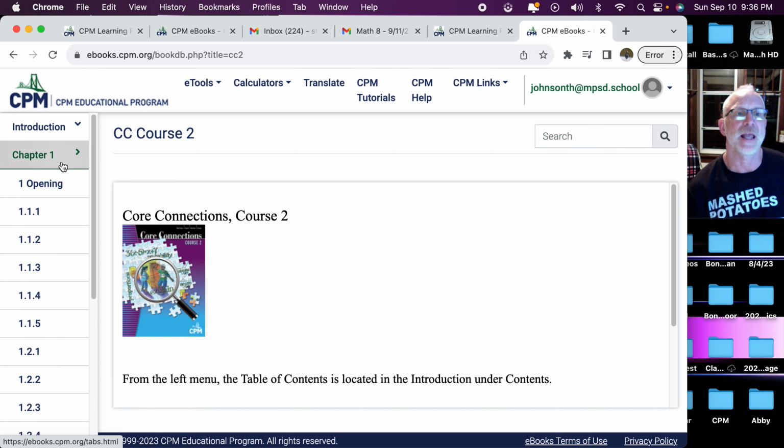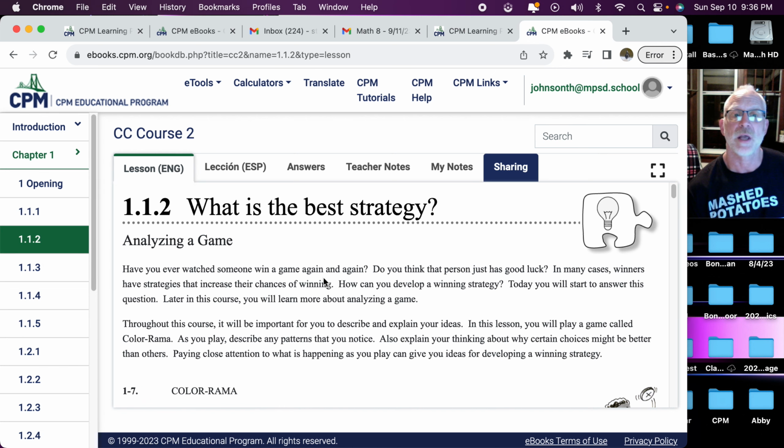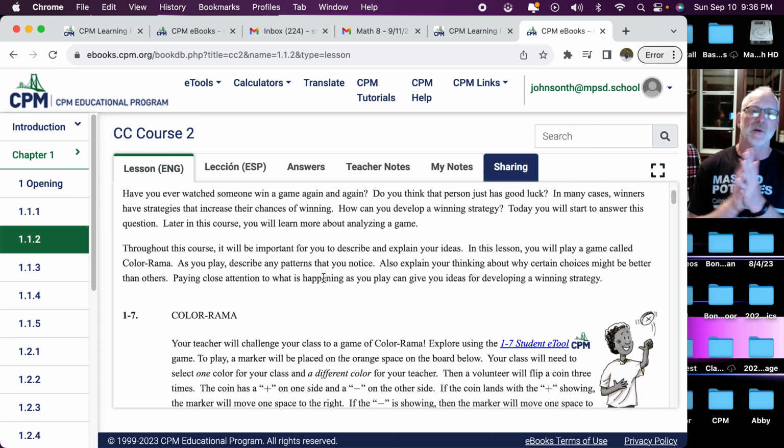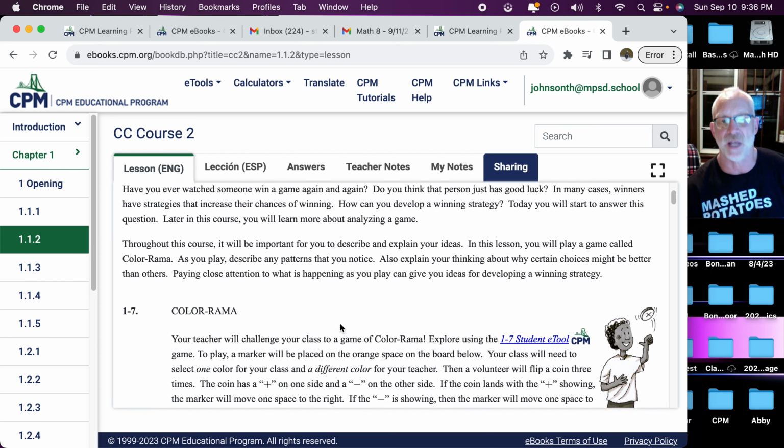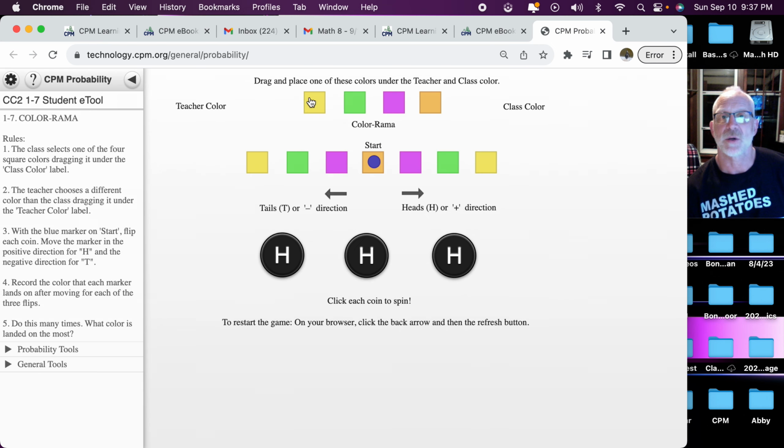The lesson that we're doing today on Monday is 1.1.2. That means first chapter, first lesson, and this is like our day 2. What we talked about when you were gone is a game. It says your teacher will challenge your class to a game of Colorama. And this is the game. It has to do with colors. If you spin a tails, you go in this direction, and if you spin heads, you go in this direction. And you flip 3 times, heads and tails.